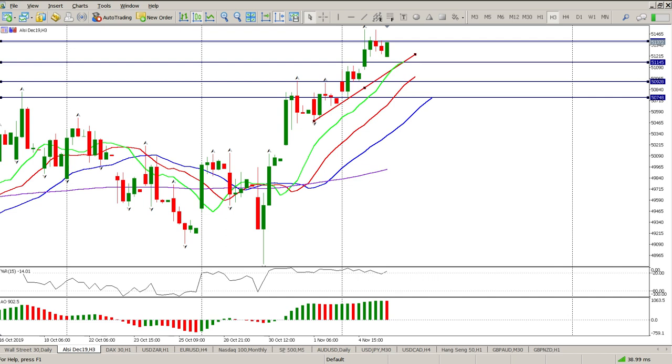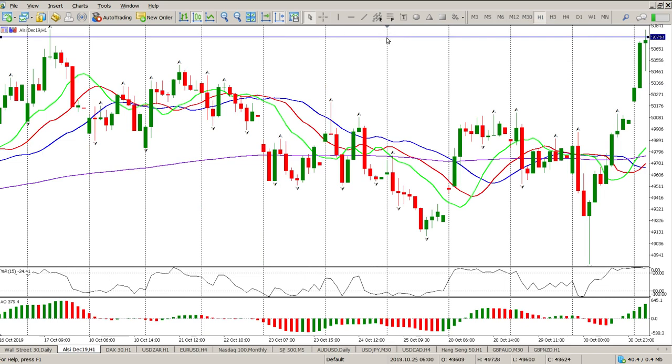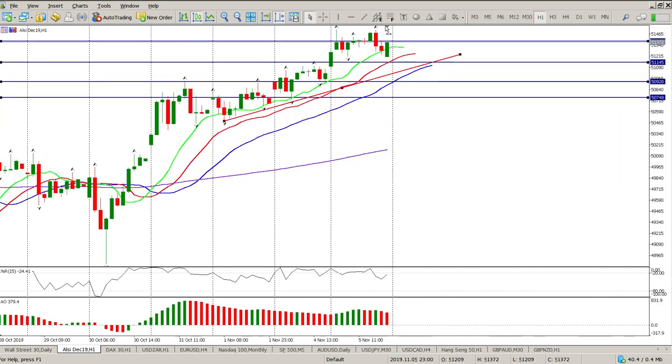So at the moment, where's the Hang Seng? Hang Seng 0.25. So everything is pretty flat at the moment. And if we just come to the hour, there is some concerns on the hour. We do have a potential double top here on the hour.